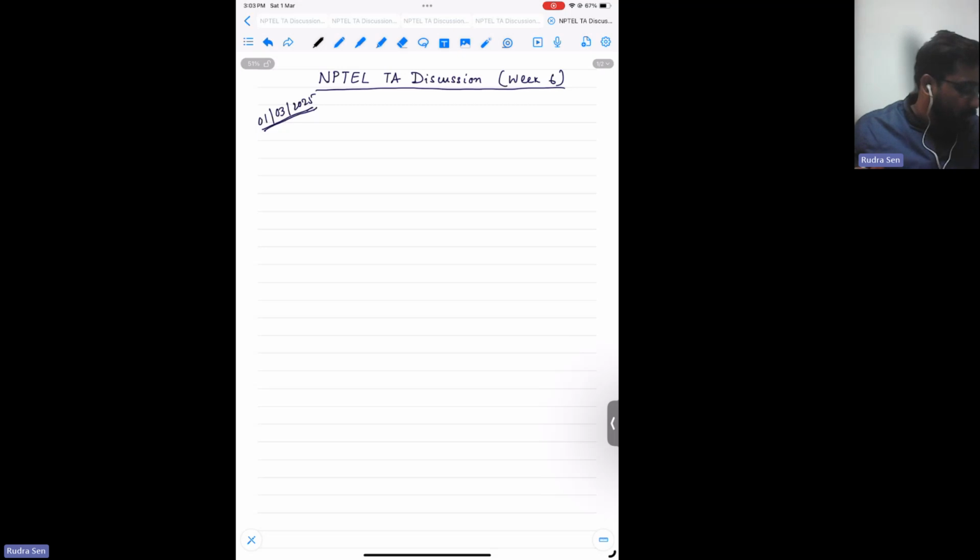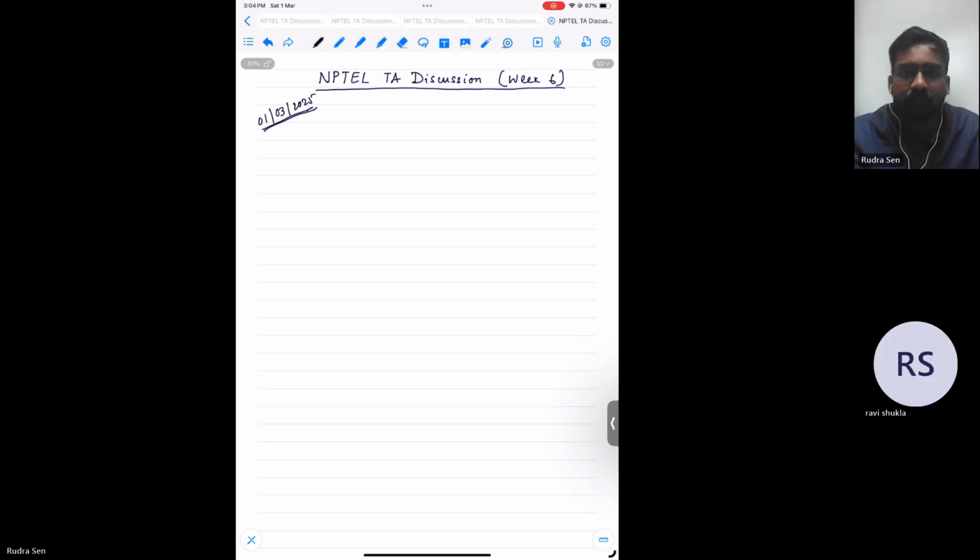Okay. So I'll start with orthogonal basis. Last week I discussed projection on a line. Today I will start with orthogonal vectors, orthonormal vectors, and how to design them, basically the Gram-Schmidt process.